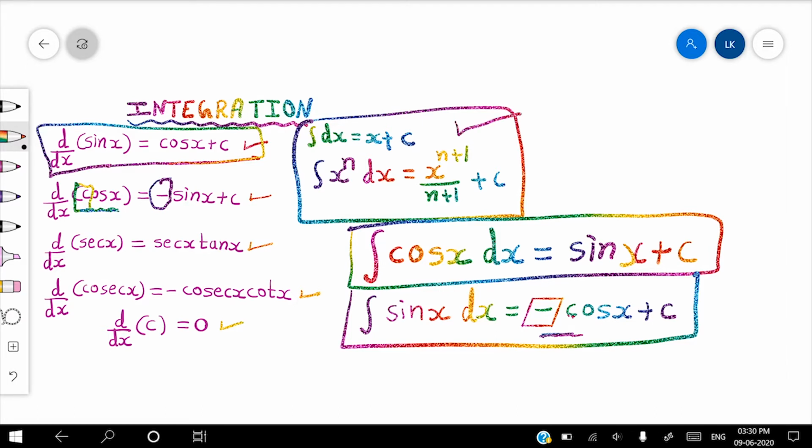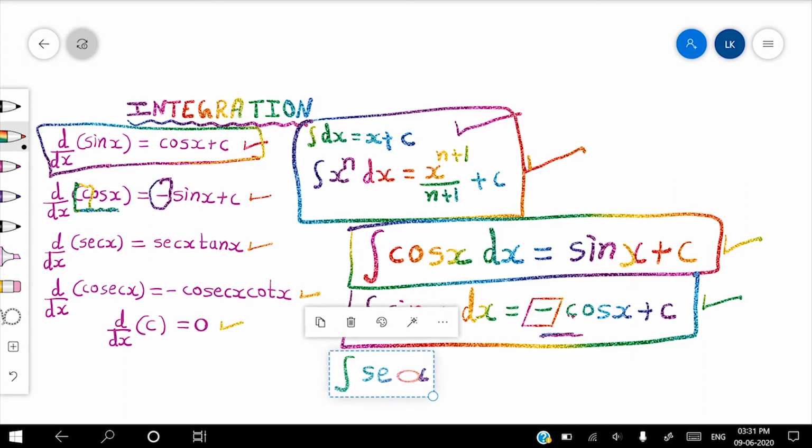Hence, again I will repeat all those four formula. First is integral of dx means x plus c. Second, integration of x raised to n means x raised to n plus 1 upon n plus 1 plus c. Integration of cos is sine and integration of sine is minus cos x.